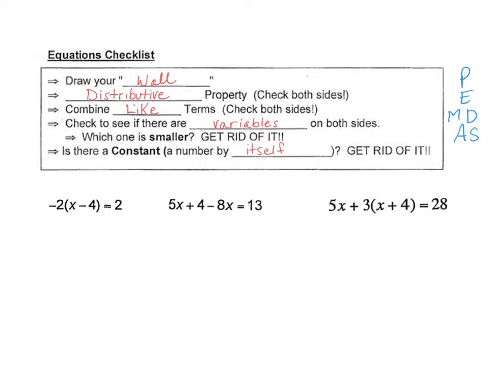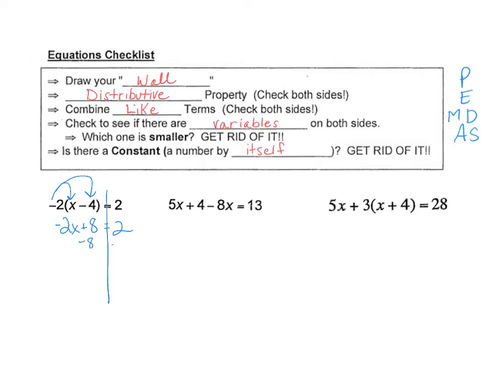So let's get started. We've got the first problem on the left. If I go through my checklist, I'm going to draw my wall, and the first thing I'm looking for is the distributive property. And yes, I do have the distributive property to take care of. So I'm going to take my -2 times my x, which is -2x, and my -2 times my -4, which is +8. I'm going to keep everything beautifully lined up by bringing down that equal sign and my 2 on the right-hand side. And now we've gotten it down to a two-step equation that you're very used to, that you accomplished last week, by getting rid of the constant, which is the last thing in my checklist to look for.